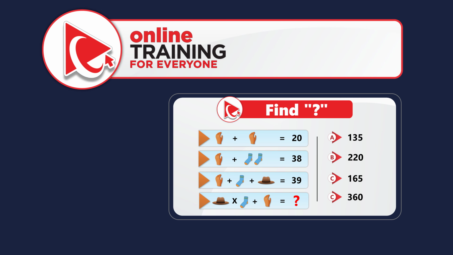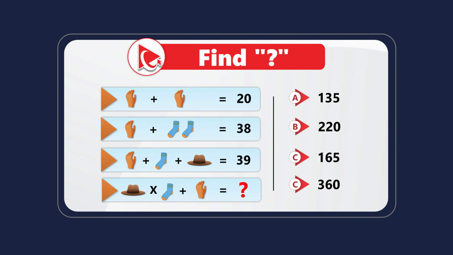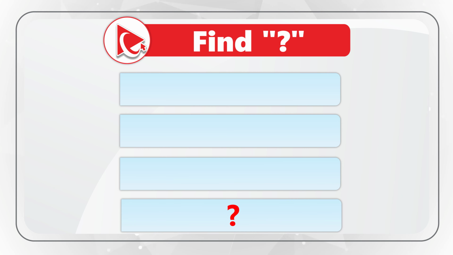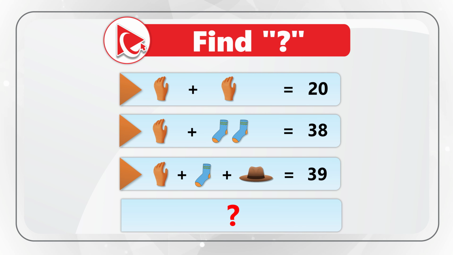Here's one of my favorite questions where you test your mental skills as well as attention to details. You are presented with a series of equations, and you need to calculate the missing number. The first equation is glove plus glove equals 20. Second equation is glove plus 2 socks equals 38. Third equation is glove plus sock plus hat equals 39. And then the final equation where you have the missing number is 1 hat multiplied by 1 sock plus 1 glove equals the missing number.